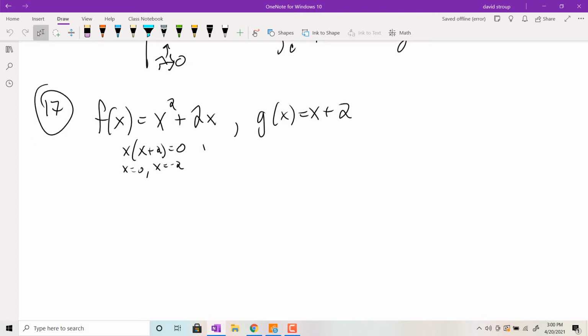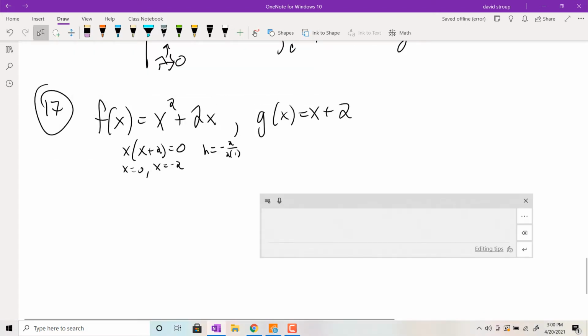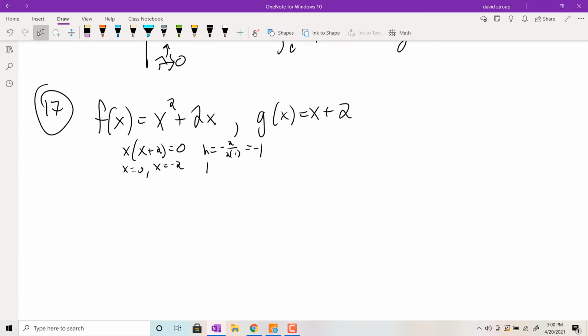Then its vertex, the h-coordinate is at -b over 2a, which is -1, and then the y-coordinate will be 1 minus 2, which is -1. So the vertex is at -1, -1, and then 0 and -2. So it looks like this. And then x plus 2 has a y-intercept at 2, and it has a positive slope. So it's going to go like this.